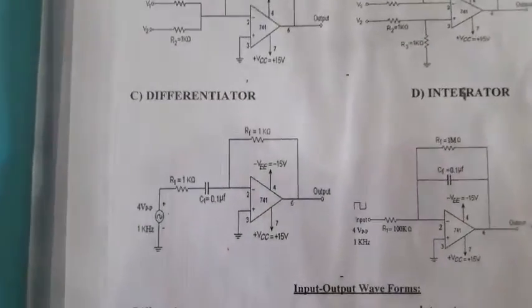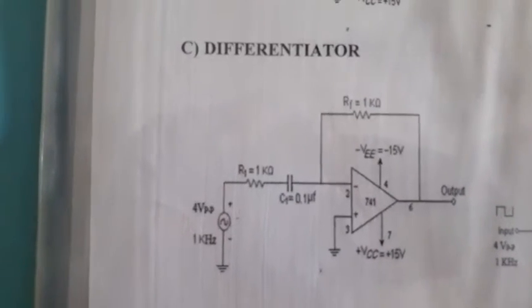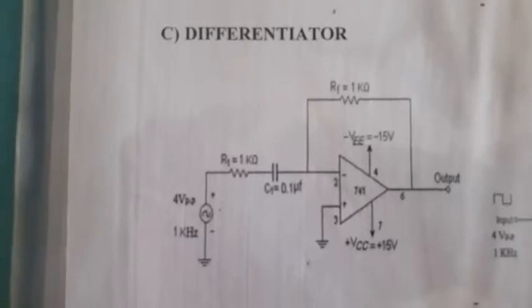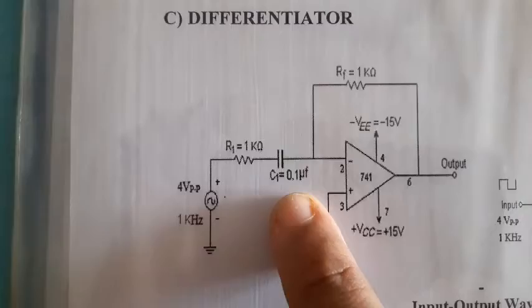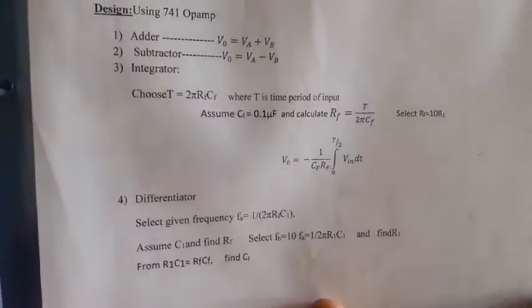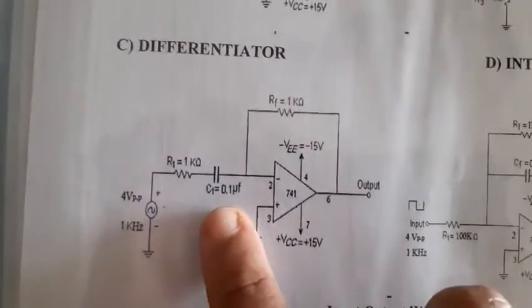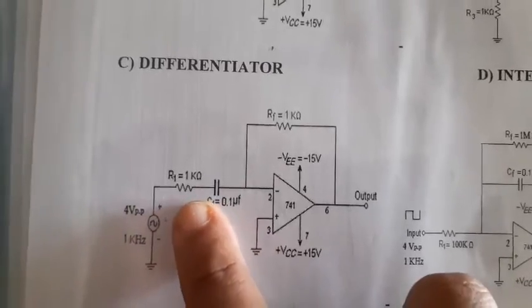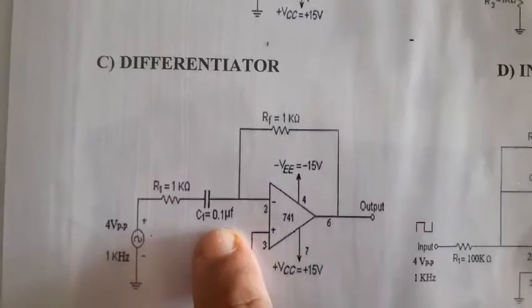So I want to start with differentiator. Okay, so let us take differentiator first. This is your circuit. As you can see, by following this previous design, this and this, we have obtained these values for differentiator. R1 1K, RF feedback resistance 1K, capacitance 0.1 microfarad.